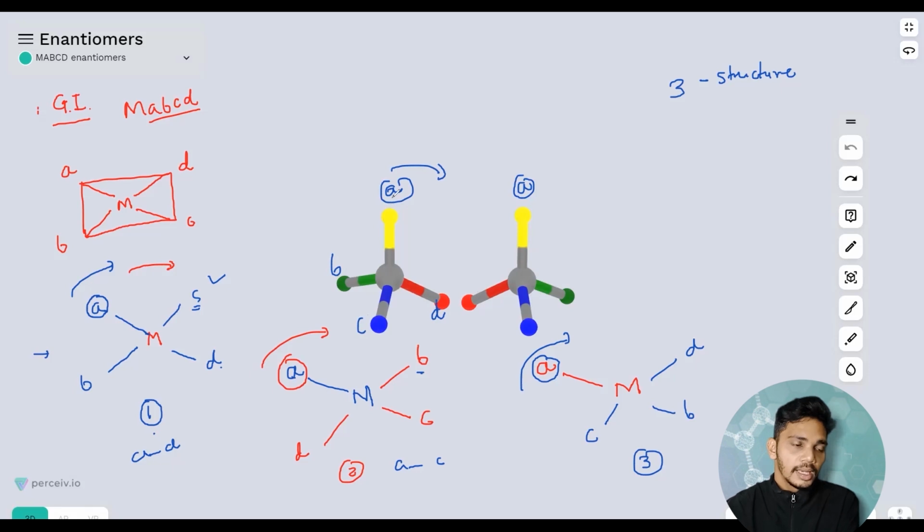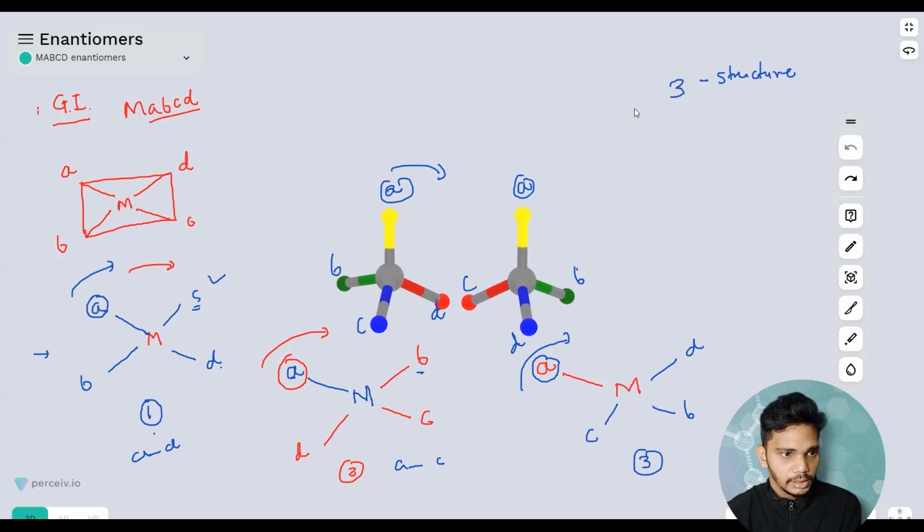This is D, right? So B has to become here. C has to be moved here and D has to become here. So D has to become here, B will be here, and C will be here, right? Don't you think so? We are getting the next structure. So have you understood the clockwise structure? Okay, I will show you this once again here.